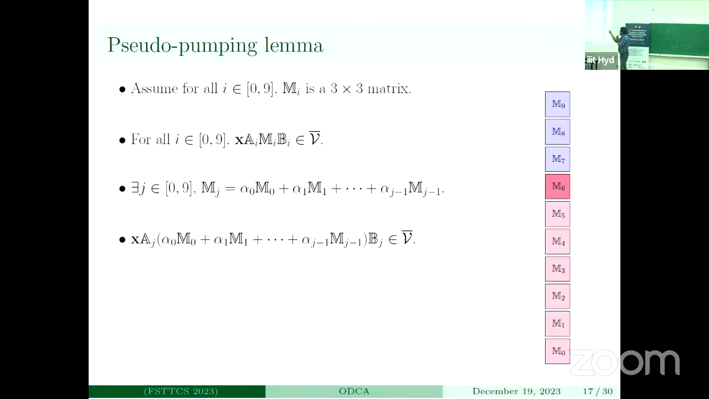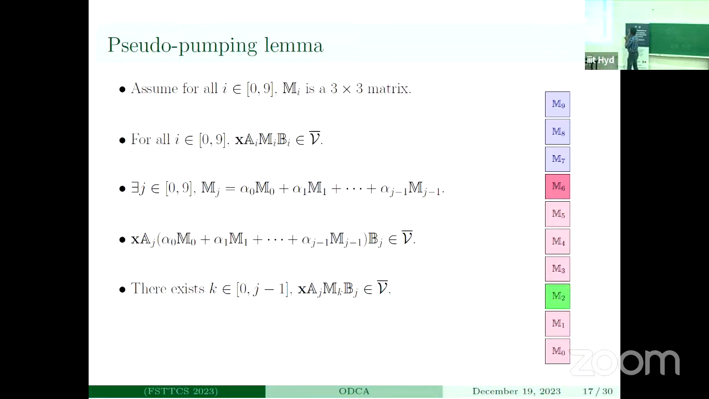So I just substitute that and I get X AJ times this linear combination times BJ is in V bar. Now the claim is that there exists a K in 0 to J minus 1 such that X AJ MK BJ is in V bar. Why is this true? Assume that this is not true, that X AJ MK BJ is in V for all Ks. Then this is nothing but a combination of stuff which is already in a vector space, and it contradicts that this is in V bar. So there should exist a K in 0 to J minus 1 such that X AJ MK BJ is in V bar.